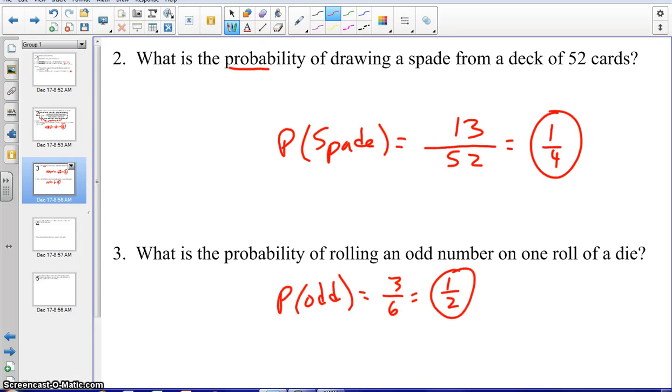Okay, so number 3, the answer of probability of rolling an odd on one roll of a die is 3 out of 6, which is a half, because we have the numbers 1 through 6 on a die, and the numbers 1, 3, and 5 are odd.